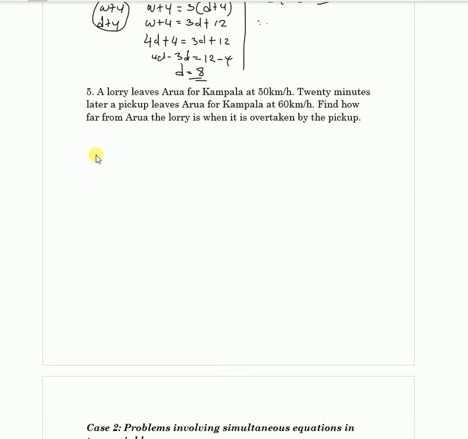We have that Eloli leaves Arua for Kampala at 50 kilometers per hour. 20 minutes later, a pickup leaves Arua for Kampala at 60 kilometers per hour. Find how far from Arua the lorry is when it is overtaken by the pickup.